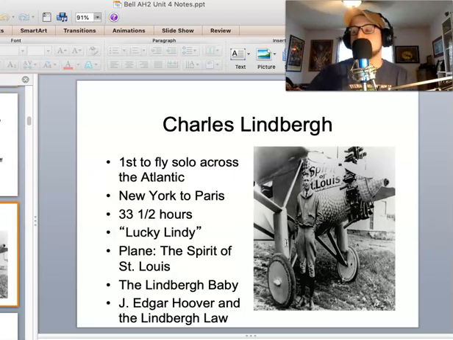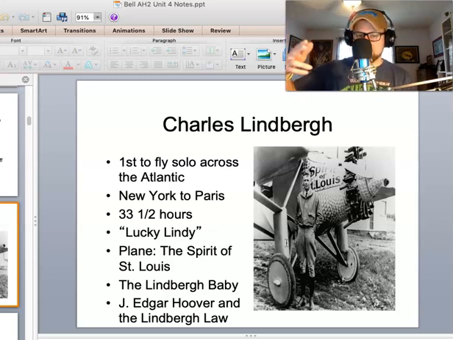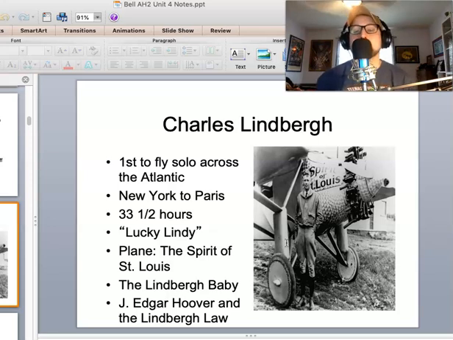So let's go to Charles Lindbergh. Charles Lindbergh is one of the most famous people of this time period. So Lindbergh's known for a couple things. One is being the first person to fly by himself across the Atlantic Ocean from New York to Paris. Not too many people thought he could do it. He's a stunt pilot, and Lindbergh has made a lot of money as a stunt pilot. So that's what he's really known for.